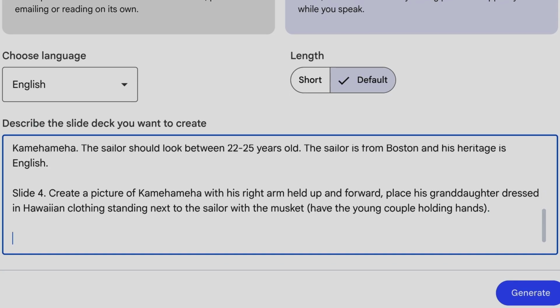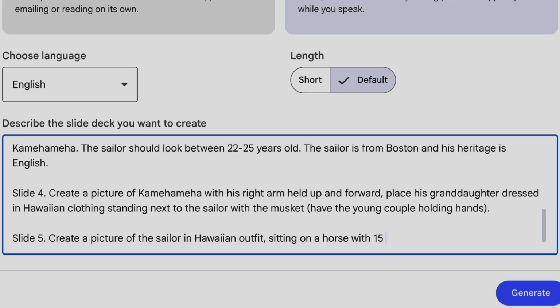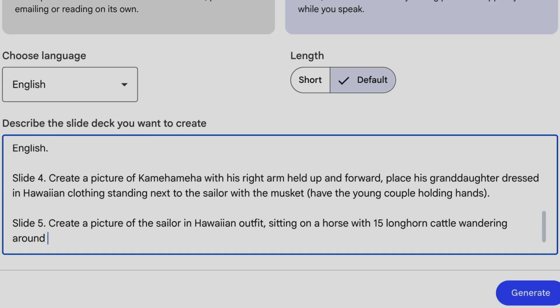Now let's make the fifth one. Slide 5. Create a picture of the sailor in Hawaiian outfit, sitting on a horse with 15 longhorn cattle wandering around the horse on the Hawaiian hillsides.